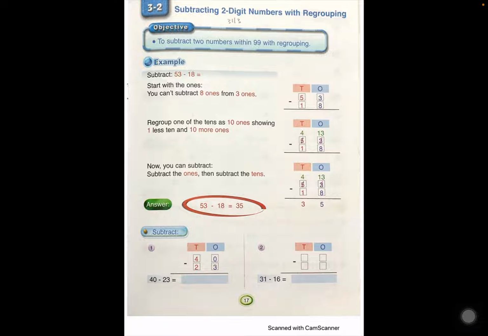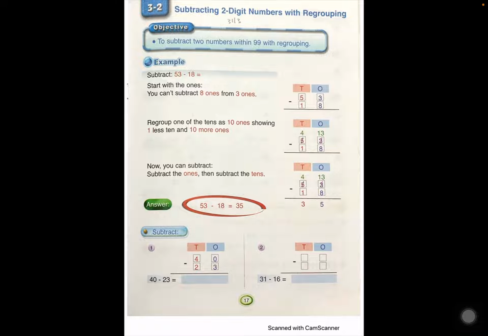Today we are going to have a new lesson. My lesson is 3.2, subtracting two-digit numbers with regrouping. Regrouping means you are going to borrow. Maybe the ones place is too small, so you need to go to the tens, or the tens is too small, so you need to go to the hundreds.